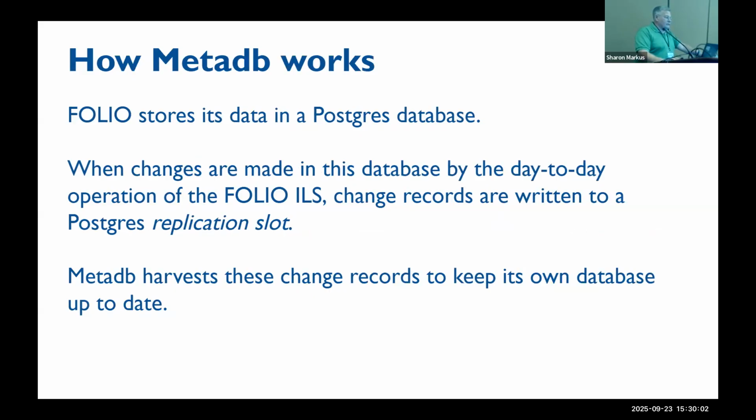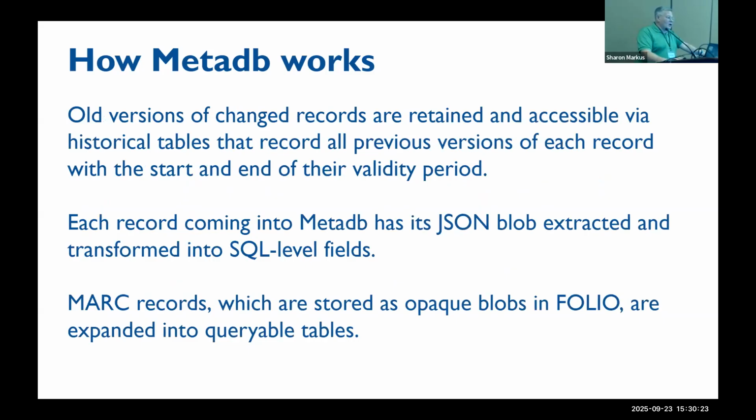Folio stores its data in a Postgres database, and the change records are written to a replication slot, and they are harvested by MetaDB to continuously update. Old versions of changed records are retained in MetaDB and accessible via historical tables, and Sharon will talk about those a little bit later.